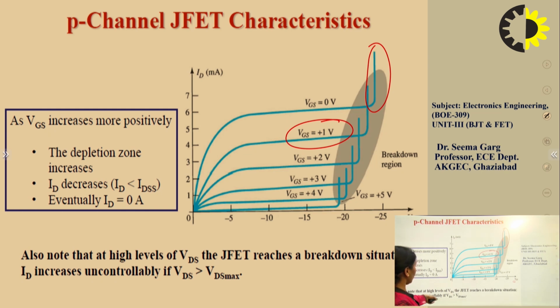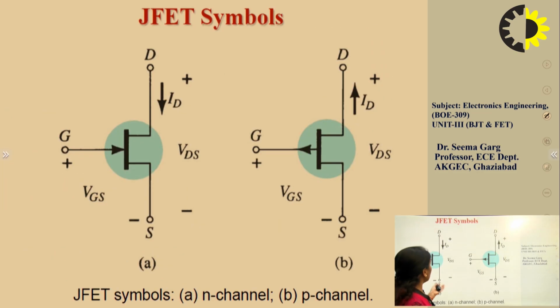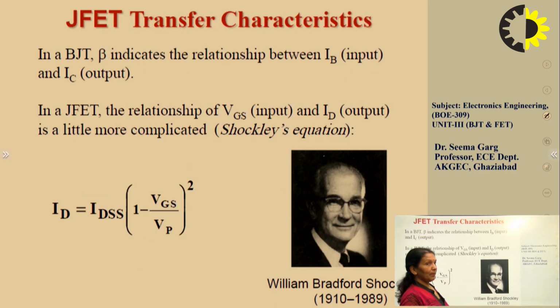So here this is also written, that ID increases uncontrollably if you are increasing the VDS more than VD max. These are the symbolic representation. This represents the current which is going into the circuit or coming out of the circuit. So depending upon the direction of the charge carrier flowing in the circuit, this current will be decided.